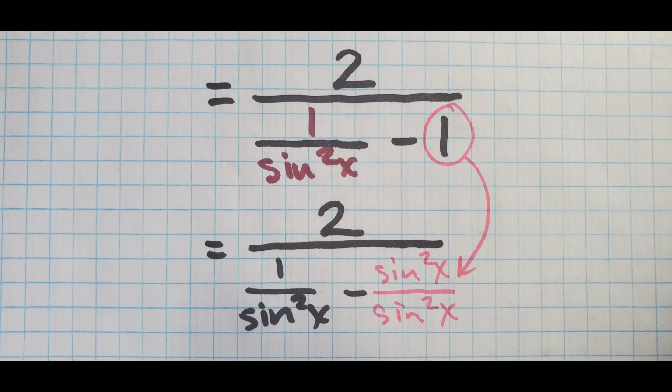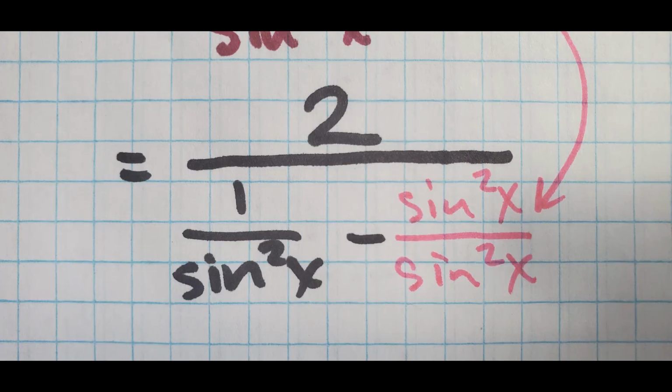That 1 on the right side, I can't just leave that as 1 because I need to turn those into one fraction. So I can make that whatever I want as long as the top and bottom are the same. So I called it sine squared of x over sine squared of x. And the reason I chose that is because now the bottoms are the same, and I can turn those two fractions, I can subtract them now because the bottoms match. So if you do that, you're going to get this.